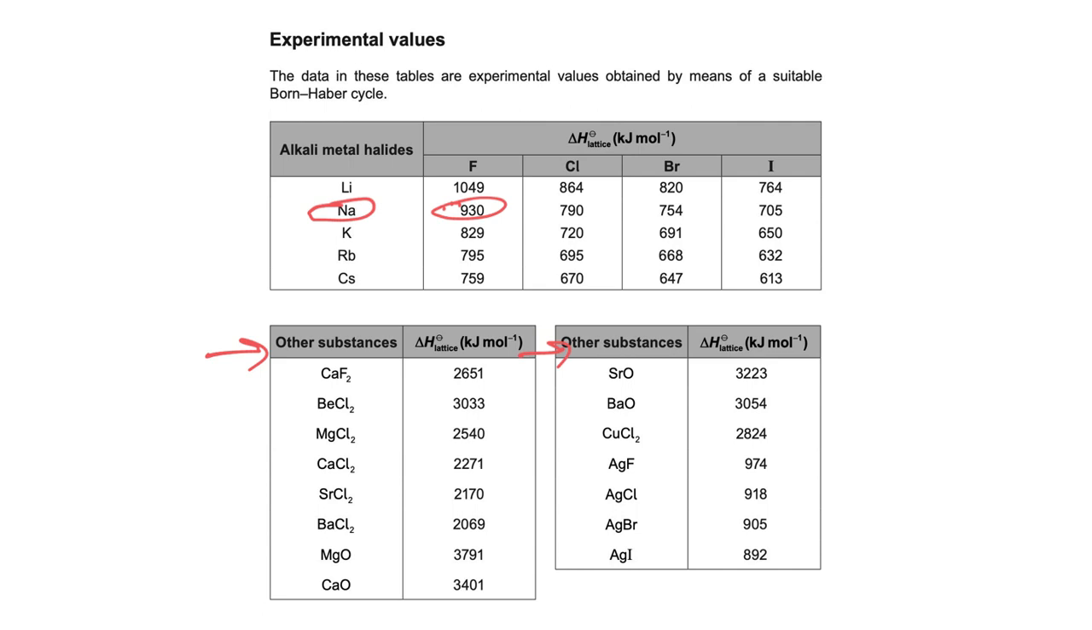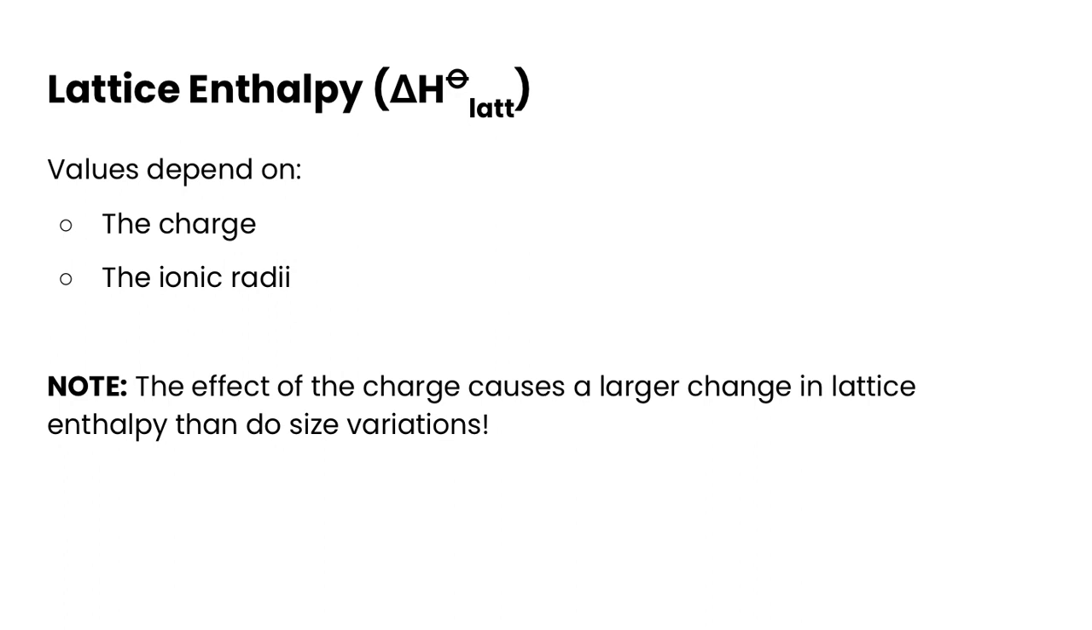So that means the greater the electrostatic attraction between the ions, the more energy that has to be supplied to break apart the lattice. So that means that lattice enthalpy does depend on a couple of different factors. It depends on the charge, and it depends on the ionic radii. So with the charge, the higher the charge on the ions, the more strongly they're going to attract each other. That means that you're going to have a higher lattice enthalpy.